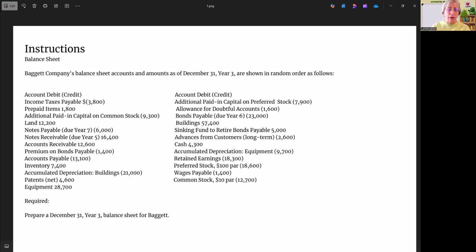Is it an asset? Is it a liability? Is it an equity? So we need to understand our account types. Again, link in the description. We're going to sort out what those account types are.